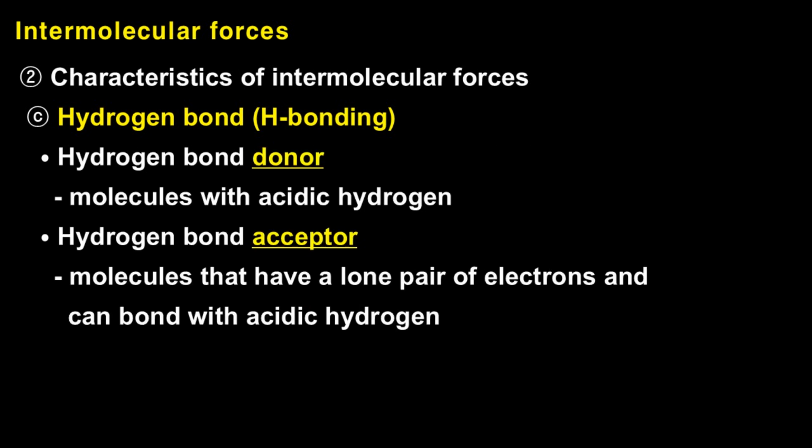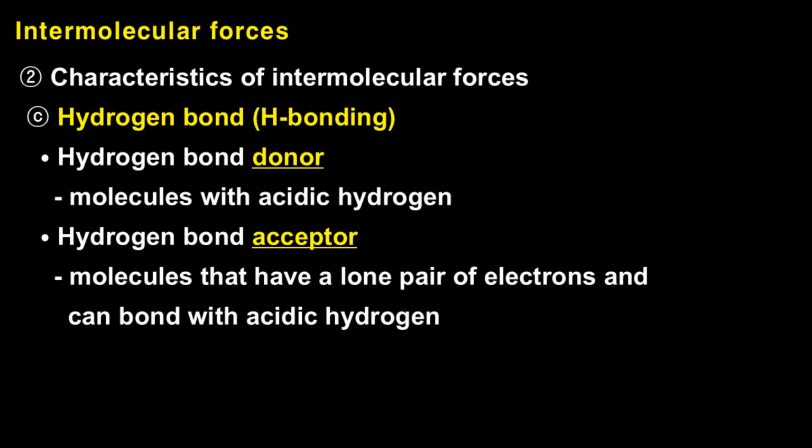Hydrogen bonding involves two key players, the hydrogen bond donor and the hydrogen bond acceptor. The donor is a molecule that has an acidic hydrogen, usually one that's covalently bonded to fluorine, oxygen, or nitrogen. Because hydrogen is so highly polarized in these bonds, it can participate in strong hydrogen bonding with other molecules.